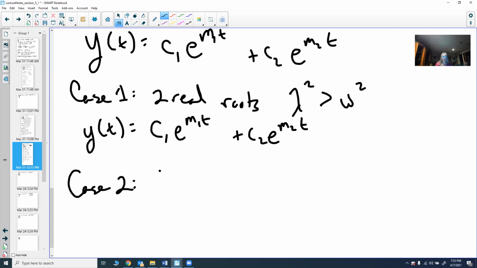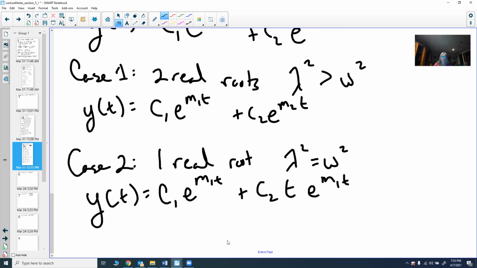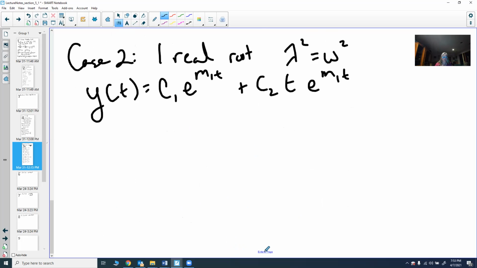Great. Now let's look at case 2. Case 2 would be 1 real root. And that would mean that lambda squared actually equals omega squared. Remember, in that case, we want different solutions. So we know that one of them is c1 e to the m1t. The other one would be c2 t e to the m1t.